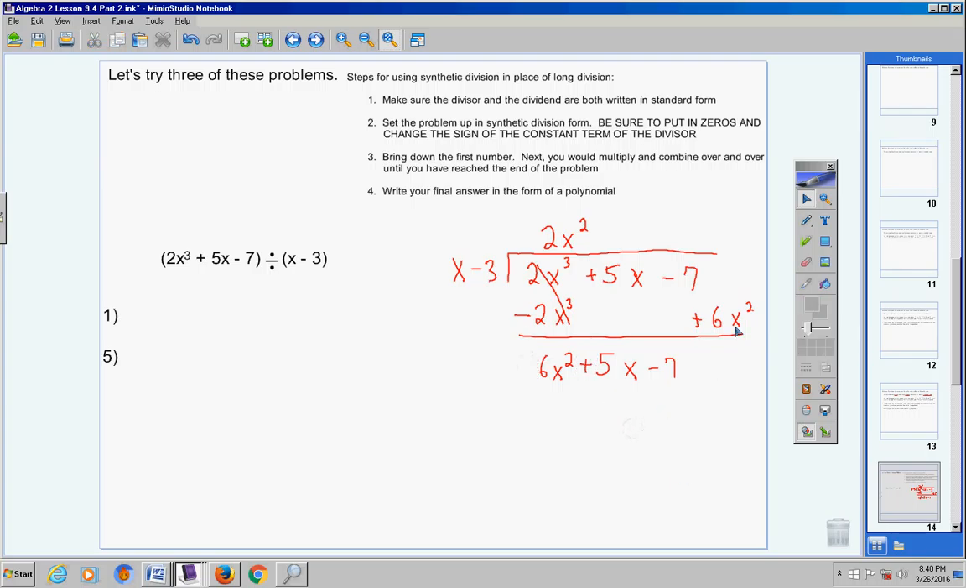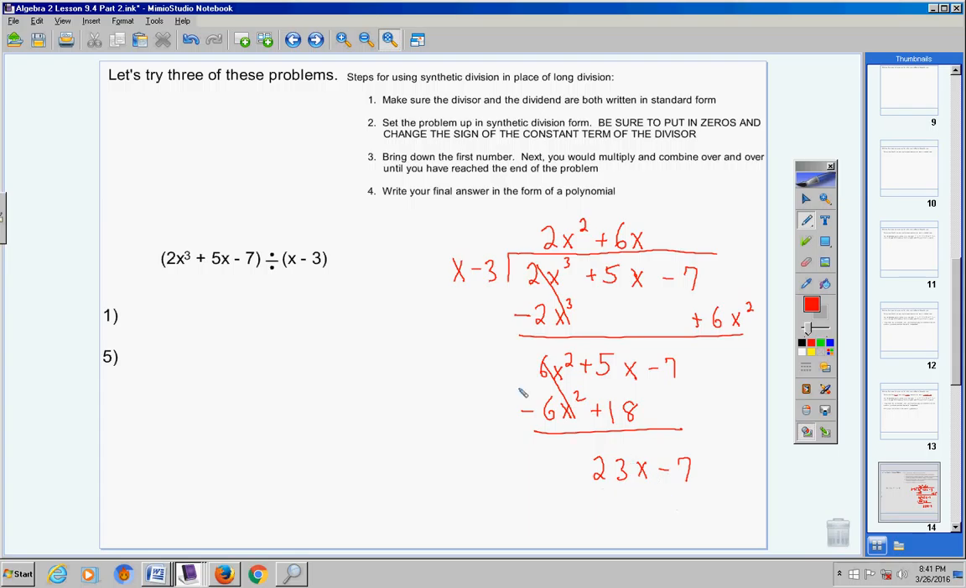Next step. Divide first term into first term. X goes into 6x squared, positive 6x. Now take this times these two terms. 6x times x, 6x squared. 6x times negative 3, negative 18x. Change the signs and combine. These cancel. You're left with 23x. Bring down your negative 7.